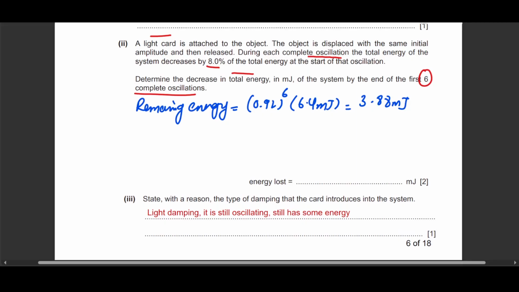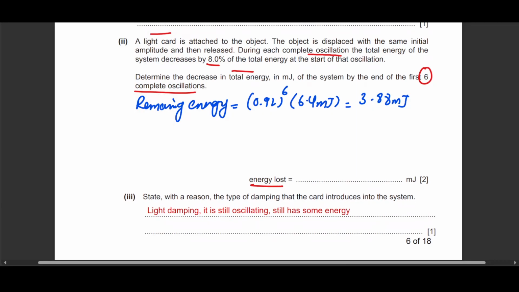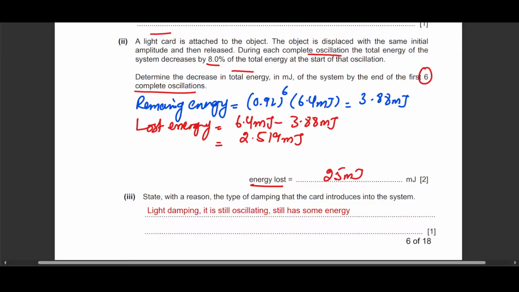Okay. So if that is the energy remaining in the system, how much energy was lost? Lost energy would simply be the energy at the start, which is 6.4 millijoules, minus the energy present now, which is 3.88 millijoules. When you subtract this, it comes out as 2.519 millijoules, which is about 2.5 millijoules, lost after 6 oscillations, reducing 8% energy as compared to before.